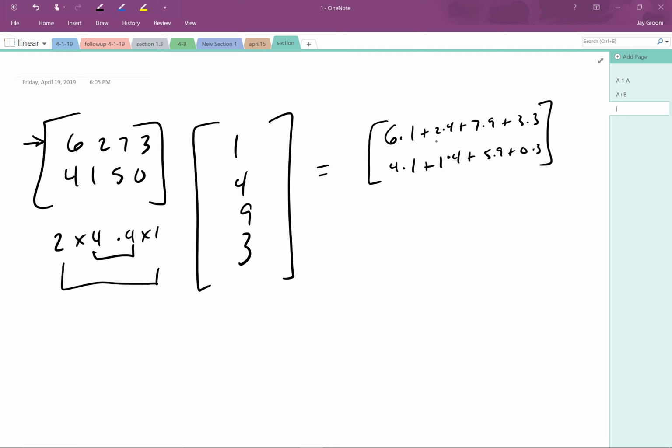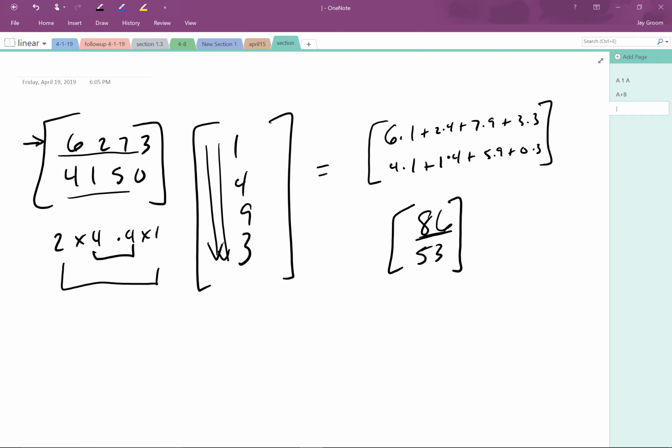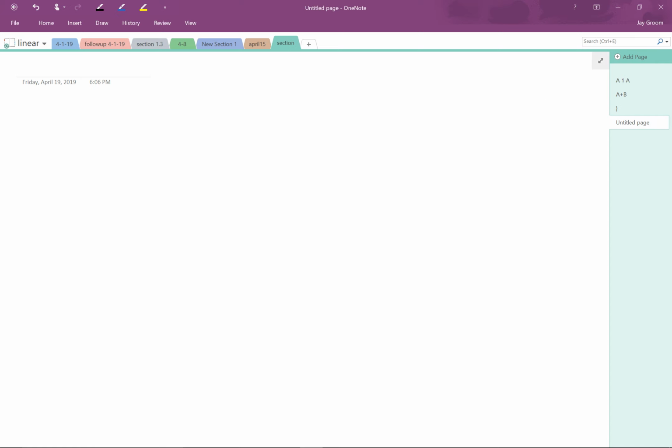It's 6 and 8 is 14, and 63 is 77, and 9 is like 86, I believe. And then that's 8, and 45 is 53, and that'd be your final answer. In other words, this top one is the dot product of the top row with this column. This one is the bottom row with that column. Okay.